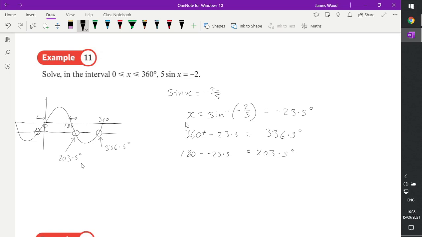So with sine, to find multiple solutions, we can do 180 minus our answer, because think about the symmetry of the graph in these gaps, or we can do 360 plus our answer to find the solution on basically the next wave later on.